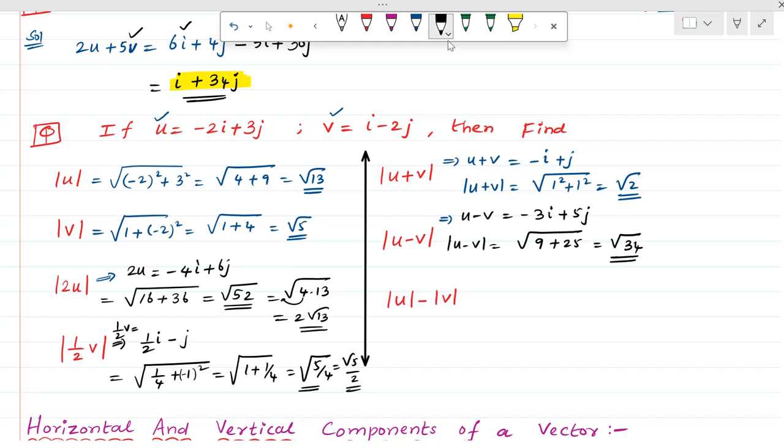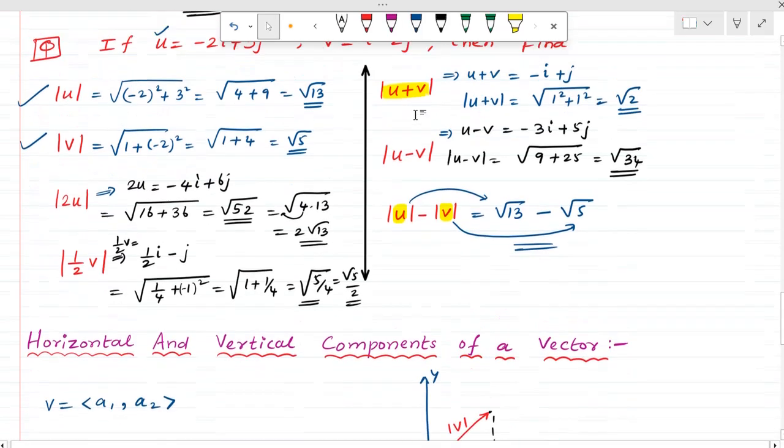Then here, what is the difference between this one? Here you have to add it, then you have to take the magnitude. But here you have to take the magnitude of this one first, this one second, then you have to separate. Already we have calculated this one here. What is the magnitude of u? This is equal to root 13 minus the magnitude of v, which is equal to root 5. So we cannot simplify this one, leave it as it is.